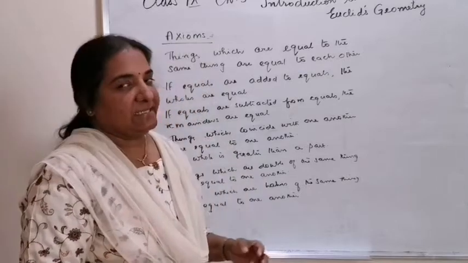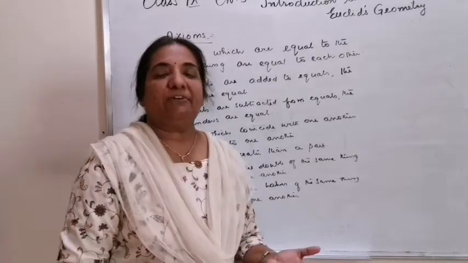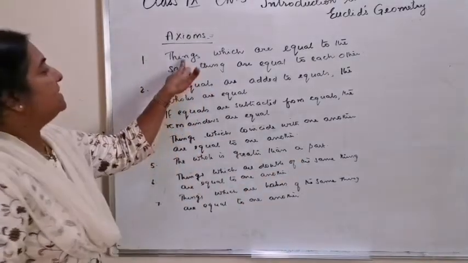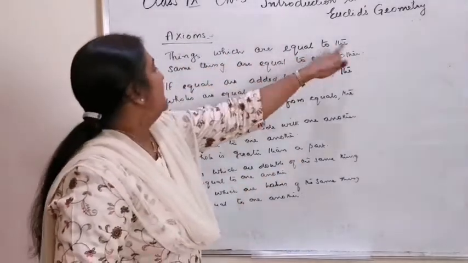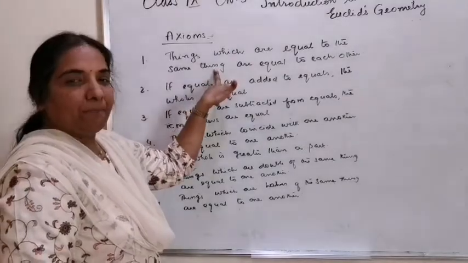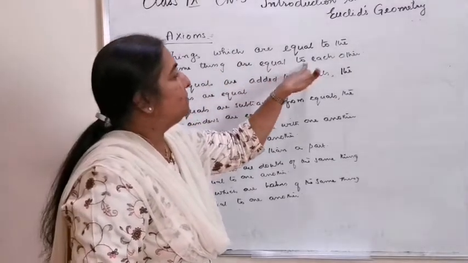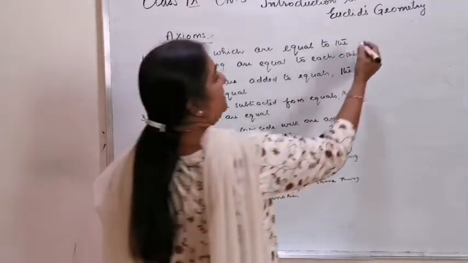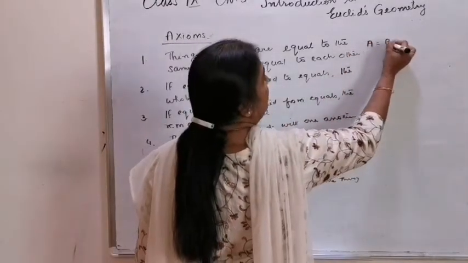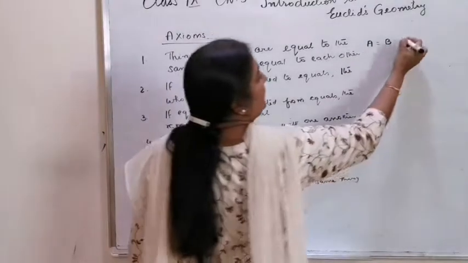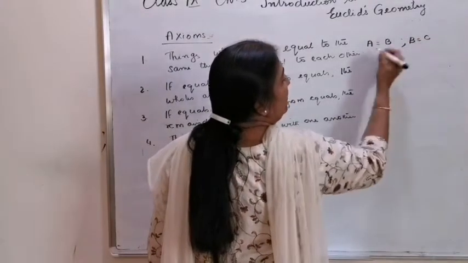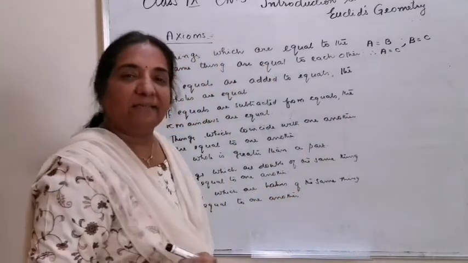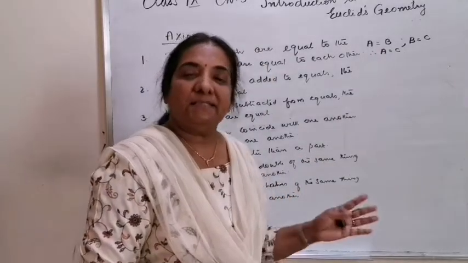See the first axiom. Axiom means it's an accepted fact or a universal truth. Things which are equal to the same thing are equal to each other. Very easily you will understand: if A and B are equal and B and C are equal, then automatically A and C are equal. This is the concept.